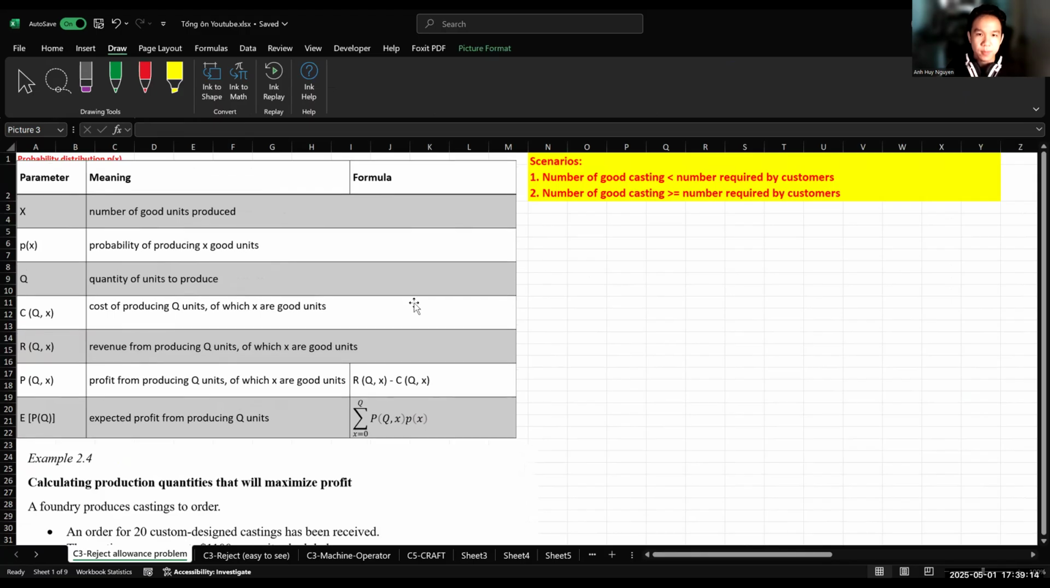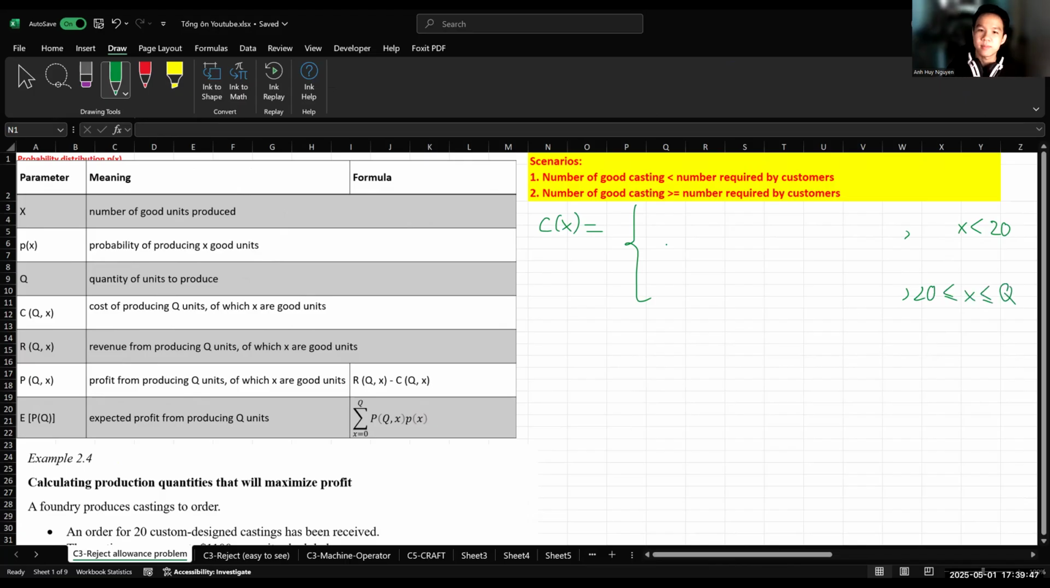Okay, so there are two scenarios we need to consider. Firstly, the cost, right? CX. We have two scenarios. Scenario number one: the number of good castings is less than the number required by the customer. Remember that the customer requires you to produce 20 good castings, okay? So in this case, it's less than 20. And in the second case, it will be 20 or more.